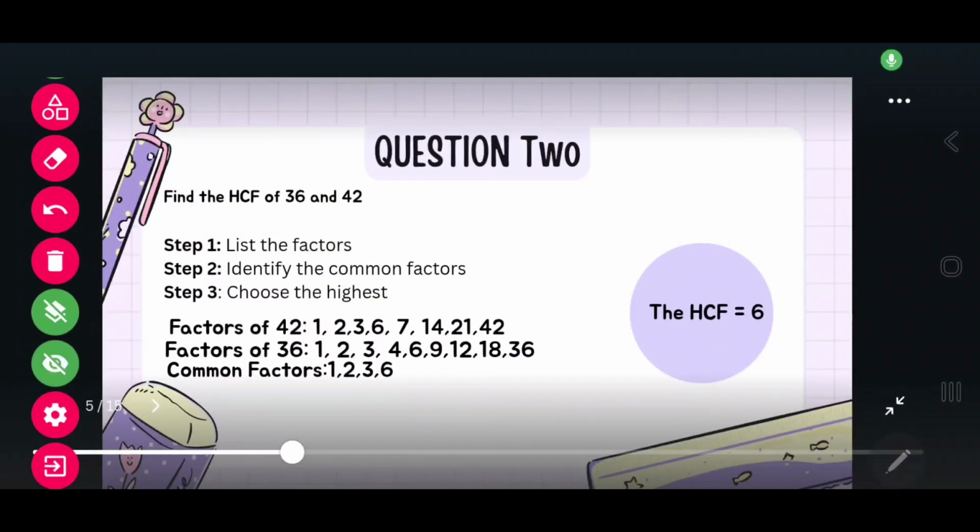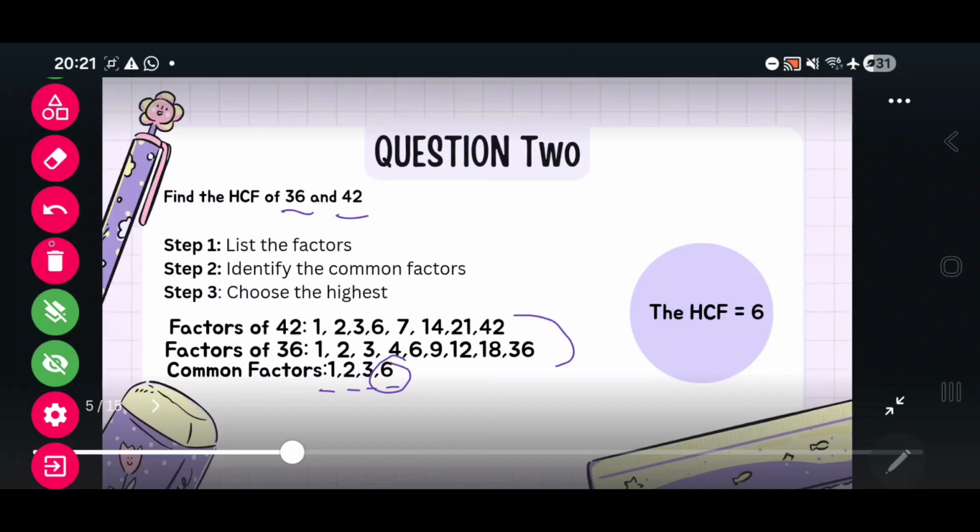Question 2 is to find the HCF of 36 and 42. Step 1 is to list all of our factors, which we have done here. The factors of 42 would be 1, 2, 3, 6, 7, 14, 21, and 42. And the factors of 36 would be 1, 2, 3, 4, 6, 9, 12, 18, and 36. Now our common factors would be 1, 2, 3, and 6. So our highest number here would be 6, and our HCF would be 6.